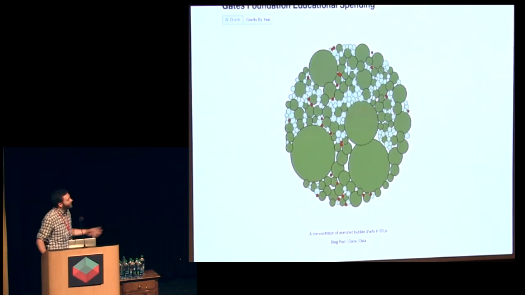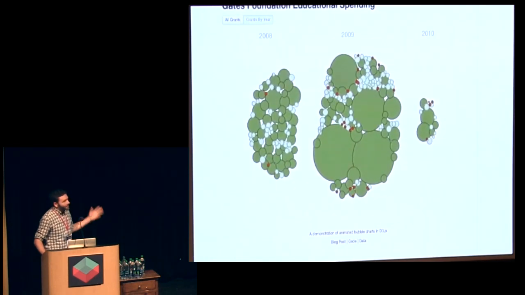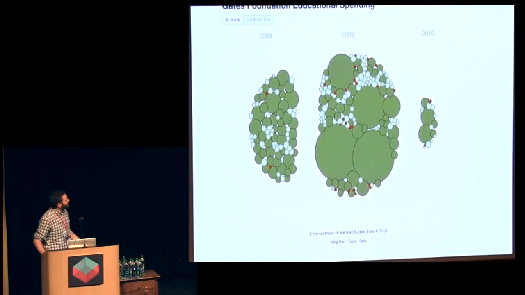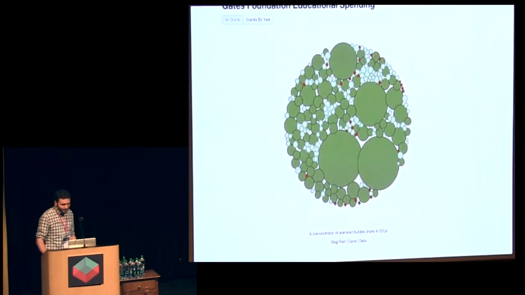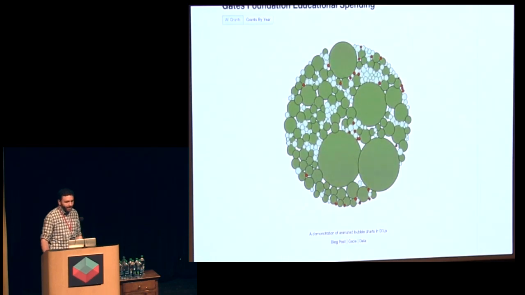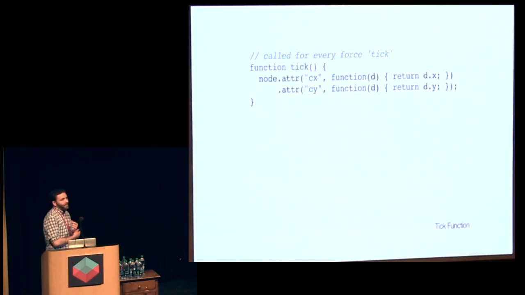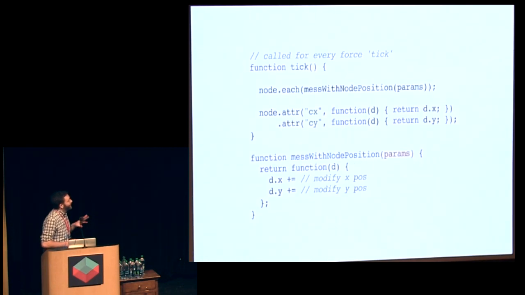So in this, the categorical splitting we can do is over years, and so you can see you get this really nice organic feeling, and they can merge back together. So it's pretty, and it's useful. So how do we do that? Well, here's our basic tick function. The whole general idea of custom forces in this example is we can modify this slightly to add in a function that jacks with your nodes somehow and modifies the position slightly, and then use that to then position our nodes.